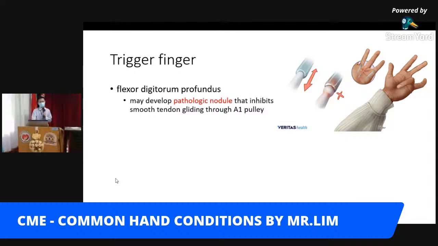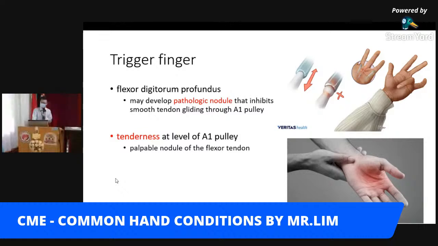The tendons, we have 2 tendons in each finger. The flexor digitorum profundus sometimes will have some pathological nodule. This nodule, as shown in the picture, prevents smooth gliding through the A1 pulley. But the main issue is still with the thickened A1 pulley. These pathological nodules sometimes happen. We find it intraoperatively.